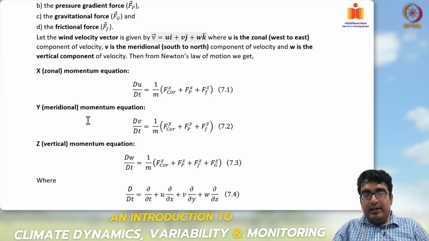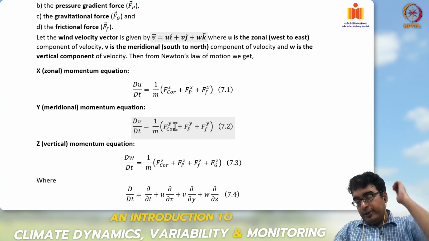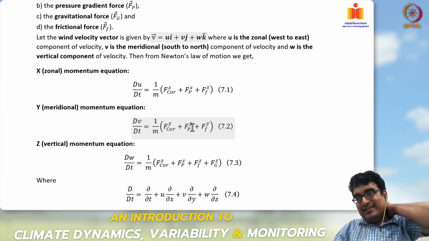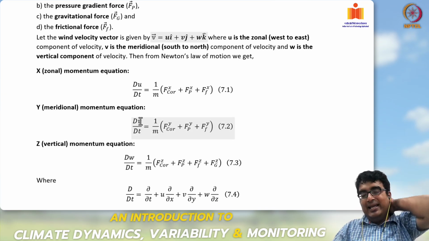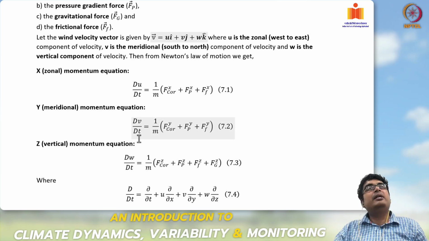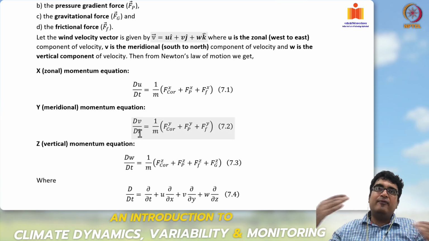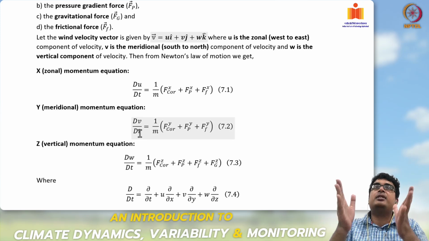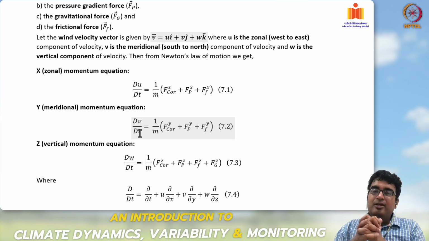Similarly, in the meridional direction also, if the y component of Coriolis force balances the pressure force, again dv/dt becomes equal to 0. So there is no effective change in velocity. The velocity has reached a steady state. This is the geostrophic balance in the meridional direction. Okay.